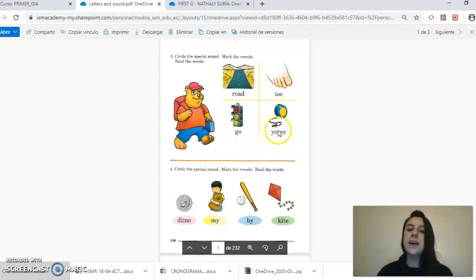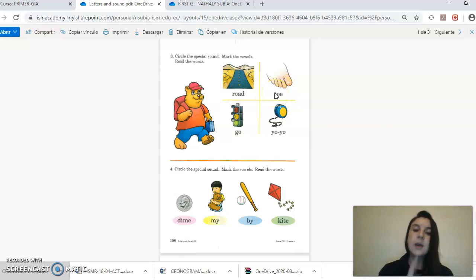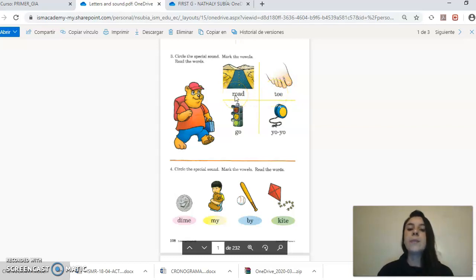Okay, we have two special sounds, and here mark the vowels. Which vowel is angry and which vowel is silent because she's scared? So mark the angry vowels with red color and the silent vowels with blue color, okay? I read, road and toe, okay? So you are going to mark it.